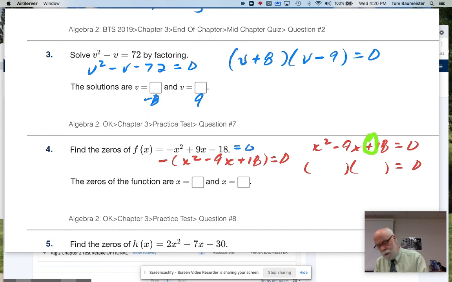When the last term is positive, you have to check the middle term, and then both of them will have the same sign. So on this one here, since the middle term is negative, both of them have to be negative. So I'm going to have x minus and x minus. Factors of 18 that add to 9. Everybody got this one real quick. It was 6 and 3. So again, what's going to make that 0? X is equal to 6, and x is equal to positive 3.